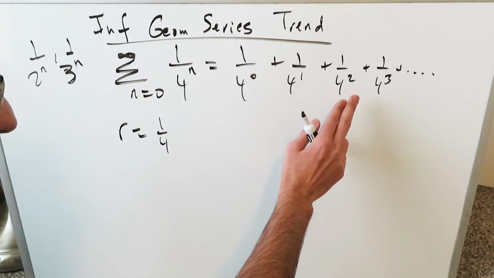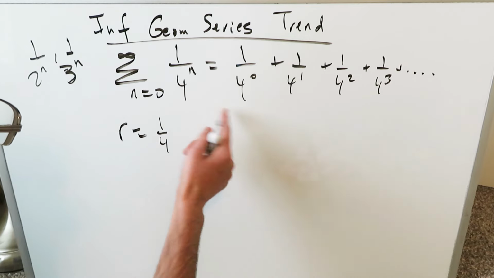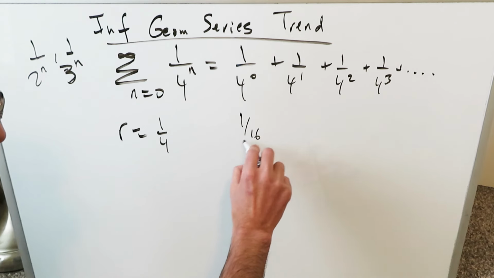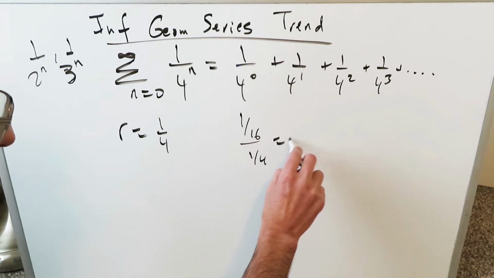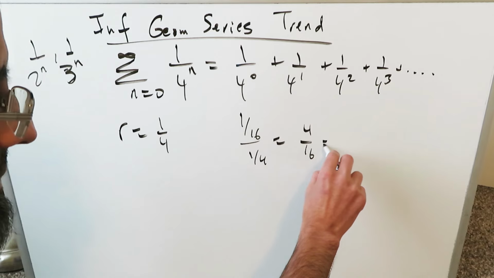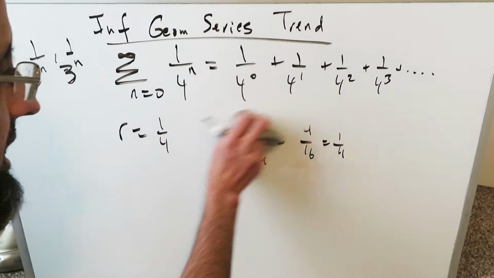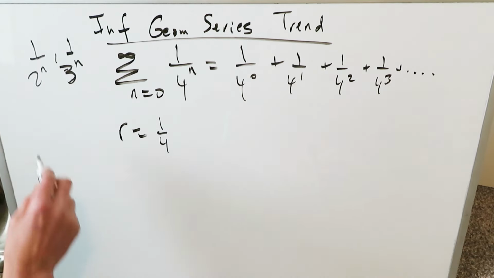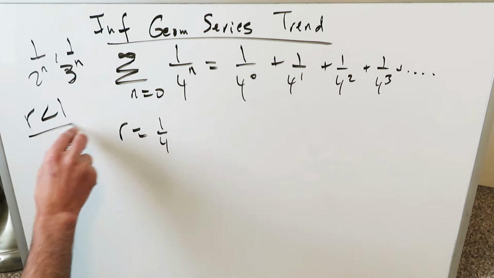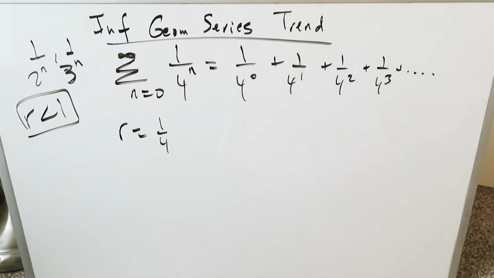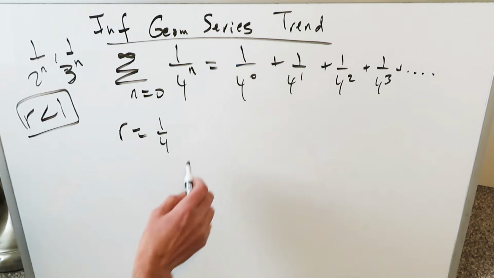Pick any two, one and the one before, and you'll have your common ratio equal to exactly what you see over here. 1 over 4 square, which is 1 over 16, divided by 1 over 4. The common ratio here will be 4 over 16, which is 1 over 4. Exactly what you see over here is your common ratio. What is an interesting aspect of this common ratio? When the common ratio is less than 1, it's convergent. When it's equal to 1 or larger than 1, it's not convergent. But here we're clearly less than 1, so it's convergent.